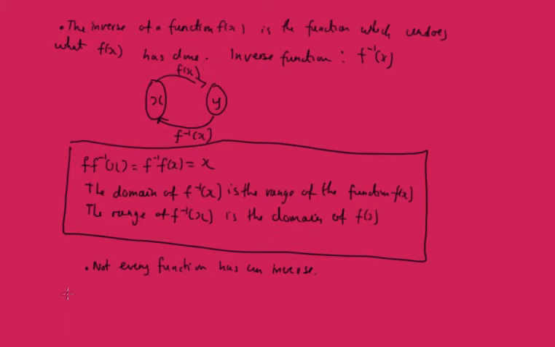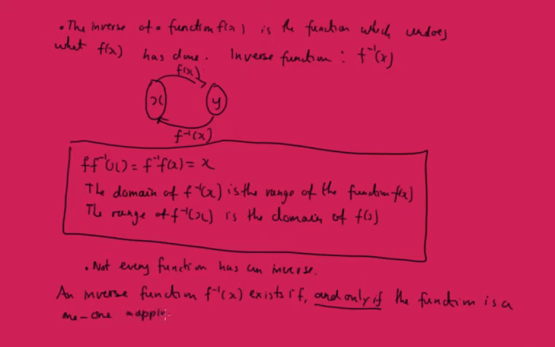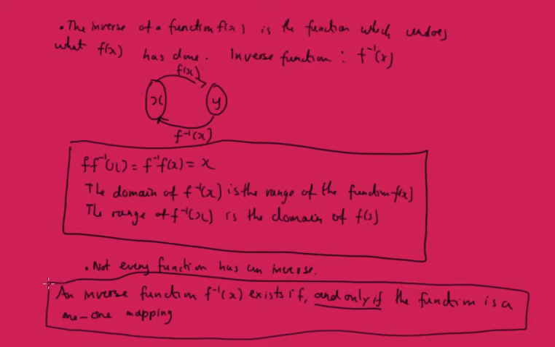Oh, one other important fact. An inverse function f minus 1 x exists if and only if the function is a one-to-one mapping. Okay.